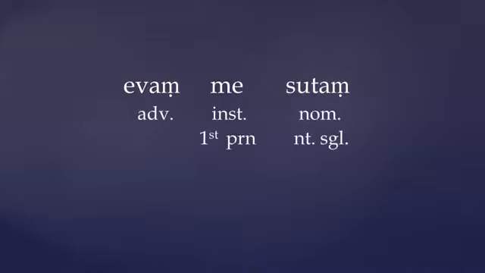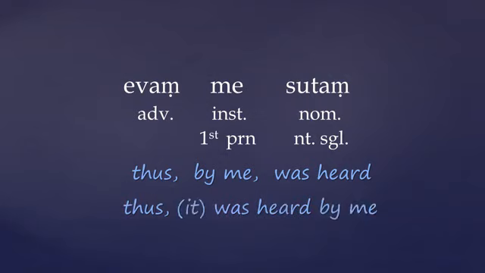And finally, Evaṃ me sutaṃ. Hopefully you recognise this as the opening statement to many suttas. Evaṃ is an adverb meaning thus or just so. And if we translate this word for word, we get thus by me was heard. There's no specific subject, so we can insert the word it. And rearranging we get thus it was heard by me.